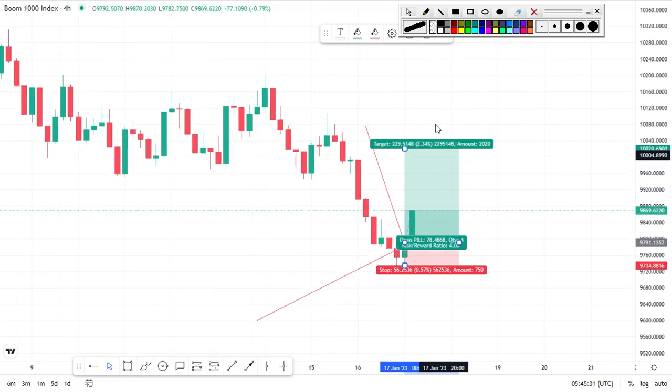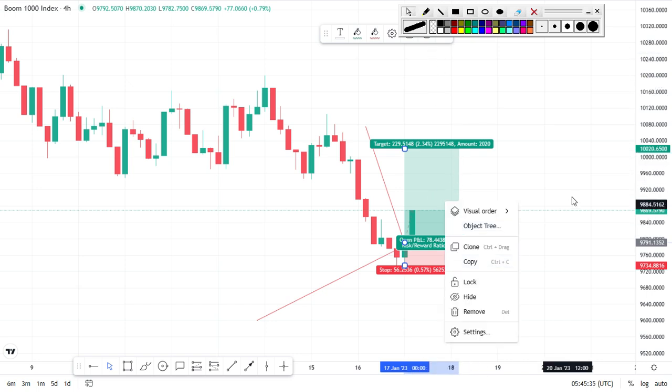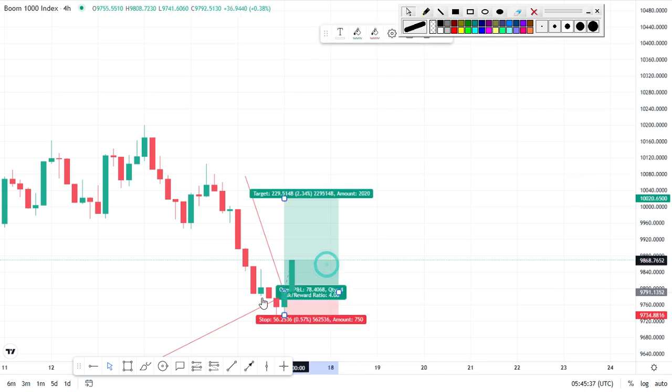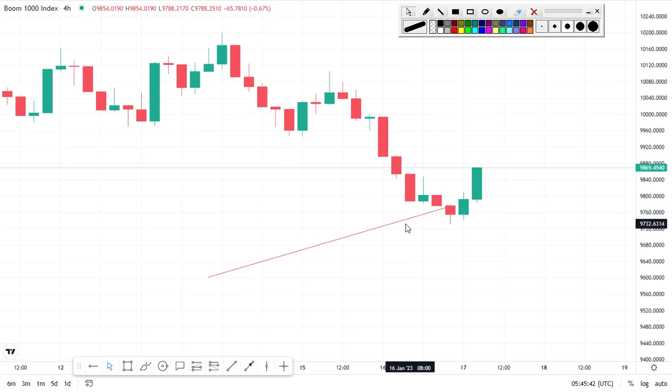Sometimes it happens, it plays out well, but I only want to take quality trades. So this one for me is not the best trade, even though it's playing out well, because it is forming in the middle of nowhere. We want to see it form at an area of value, maybe at a support level, resistance level, or swing low or swing high, something like that.